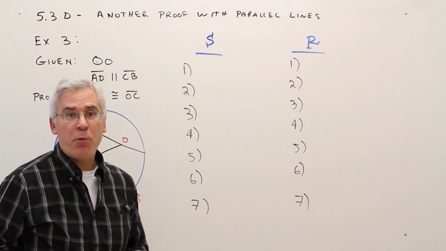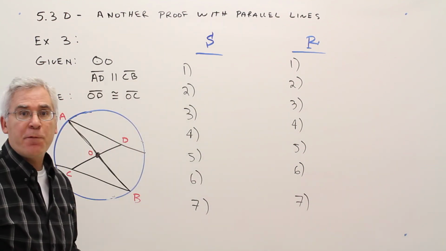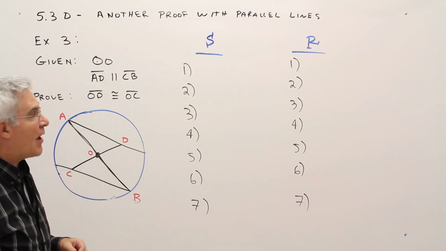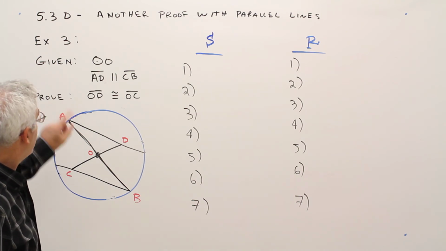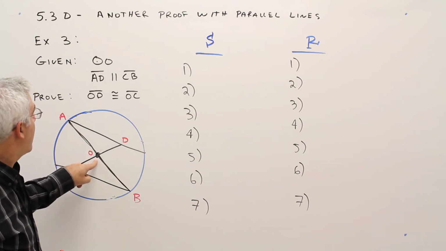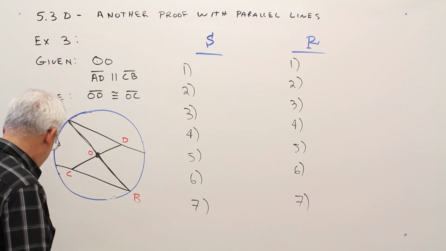Welcome to video 5.3D, another proof with parallel lines. So here's example 3. I'll mark up the diagram as I give you the given. We're given circle O with AD parallel to CB.